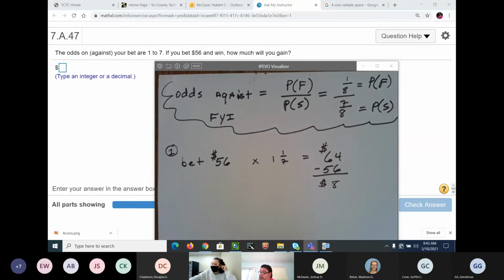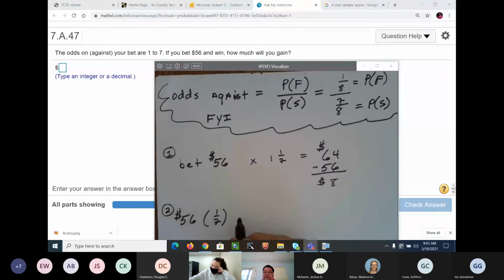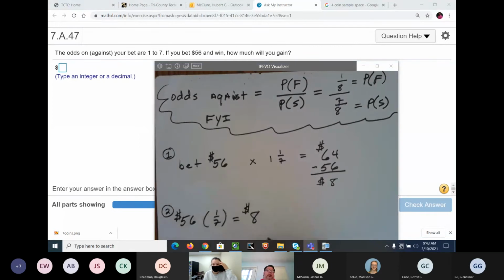The other way to do it is to just take $56 and multiply by 1/7, and that will give you a solid 8. It's a positive, so therefore it would be $8. So either way, you're going to get $8. And you type in an 8 right here, and you feel good about yourself.